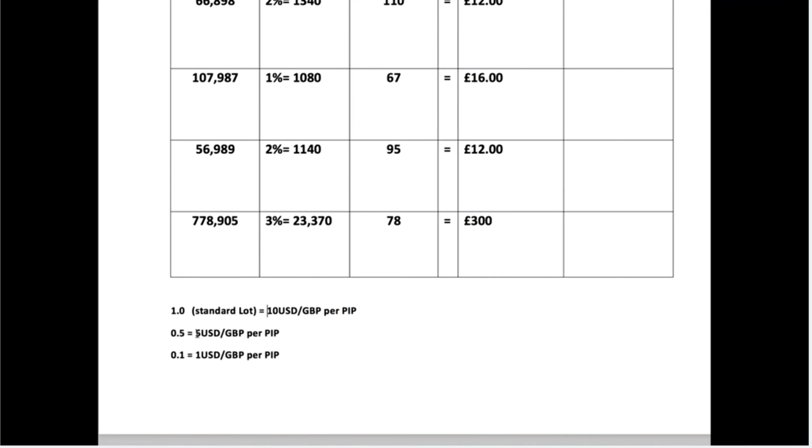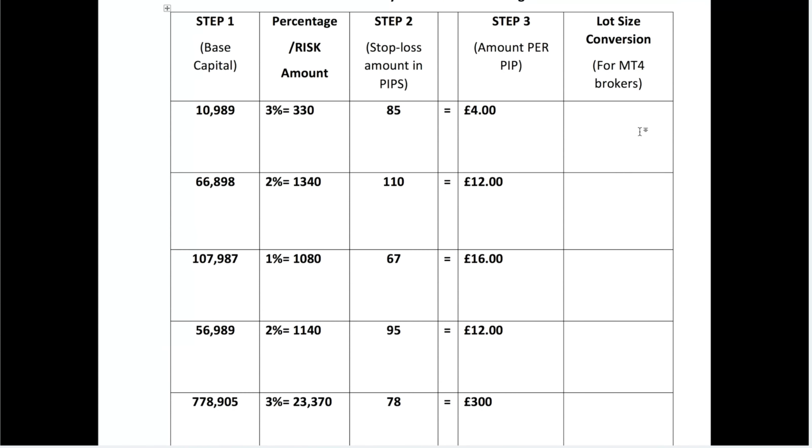0.5 is $5 or £5 or 5, whichever currency per pip. 0.1 is $1. And you can get accounts where you can go lower than that and do like 50 cents or 50 pence, 10 pence. They're micro accounts, and it's normally 0.01. That would be 10 pence or 10 cents. Okay, so with this being said, one lot. So here we haven't quite reached £10 a pip. So the lot size conversion for MT4 is 0.4.